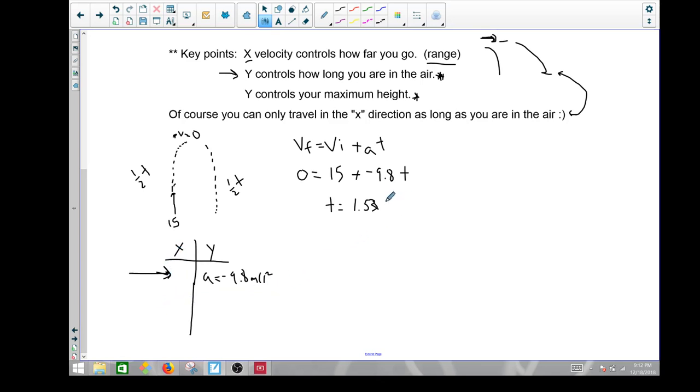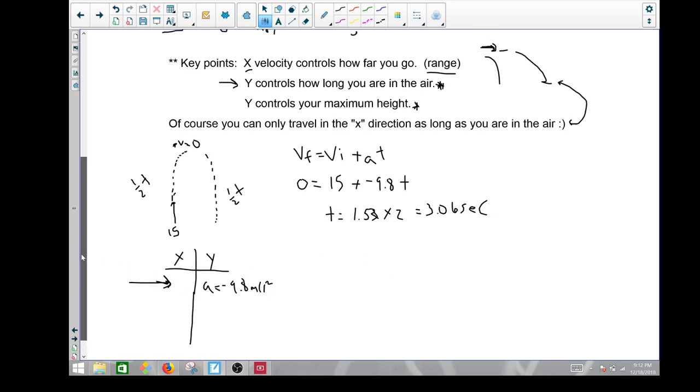All right, so times 2, and I'm going to get 3.06 seconds is the maximum time that I'm going to be in the air. So if I'm traveling horizontally, then I would have 3.06 seconds to travel horizontally. And the x would have no care in the world about how high I'm off the ground, just traveling horizontally. And x and y work independently. Okay, so at this point, let's take a few moments here and look and see what we got.